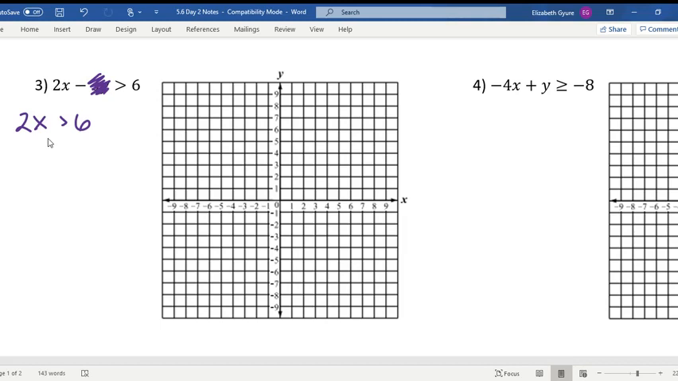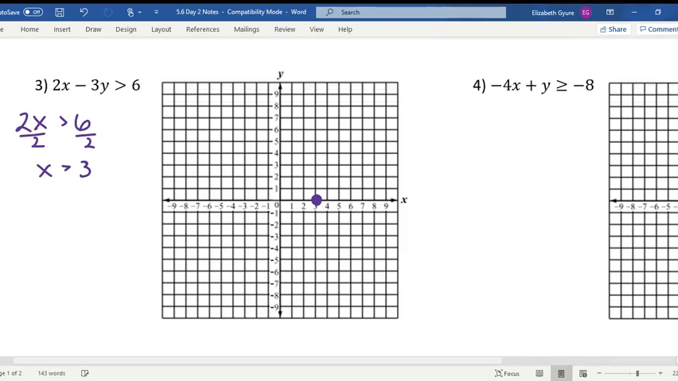I have 2x is greater than 6. What should I do to keep getting x by itself? Yep, good, Erin. I'm going to divide both sides by 2. And if I divide both sides by 2, that's going to give me x is greater than 3. So now that is my x-intercept. So on my x-axis, I'm going to put a dot at 3.